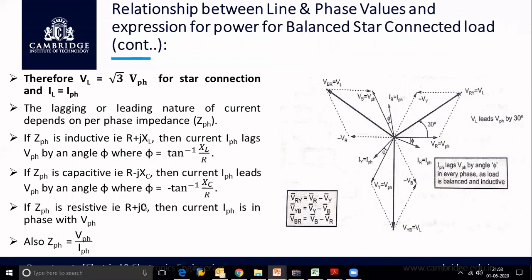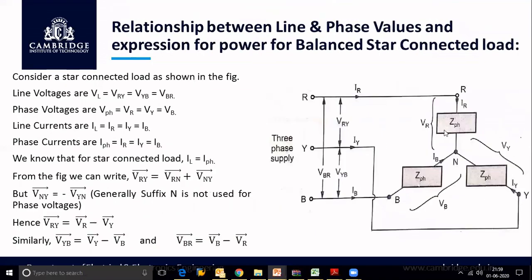Therefore, in star connection, what is the relation between line voltage and phase voltage? Your line voltage is equal to root 3 times your phase voltage, whereas line current is equal to phase current. So we can consider that the line voltage is always greater than the phase voltage in case of star connection.